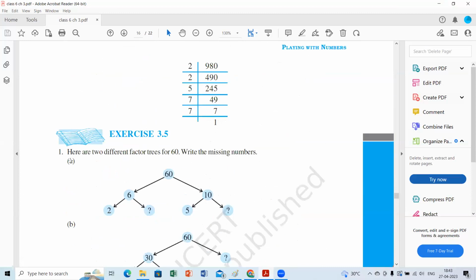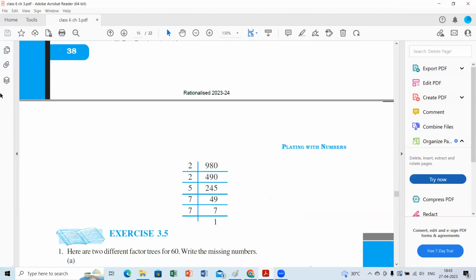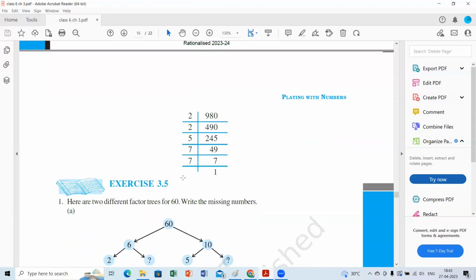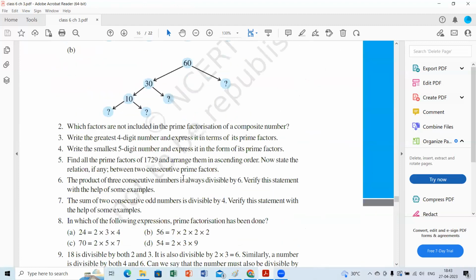And prime factorization can be done in two ways. One is the factor tree method. Another one is the long division method. If you do either method, the factors are the same. So what does prime factorization mean? We can express a number as a product of prime numbers. Such factorization, we call it prime factorization. That's about today's class, children.